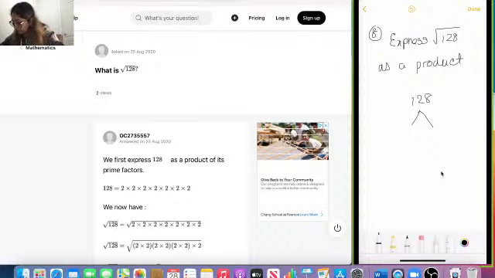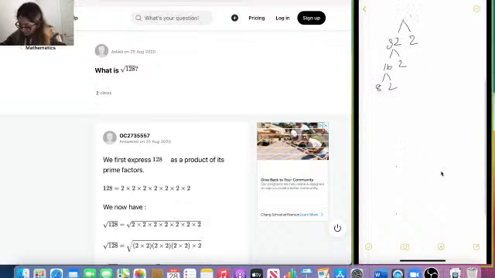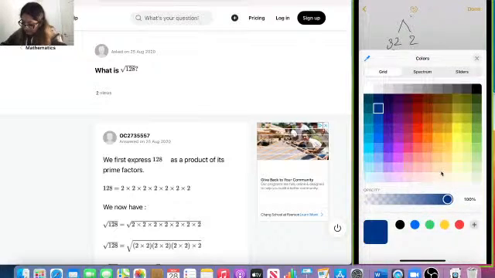So 128 divided by 2 is 64, right? And so we can further divide this by 2, and you get 32 times 2. Further divide this by 2 as well, and you get 16. And further divide 16, and you get 8 times 2. And further divide 8, you get 4 times 2. Further divide 4, you get 2 as well. And so as you can see, these are our lowest prime factors.